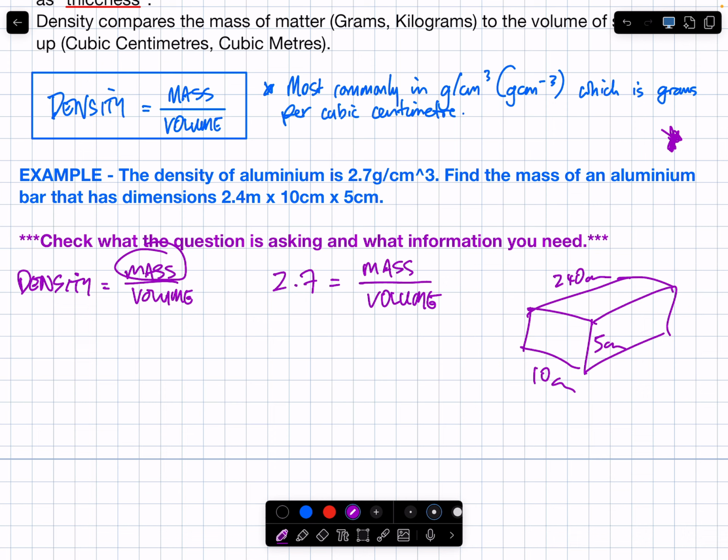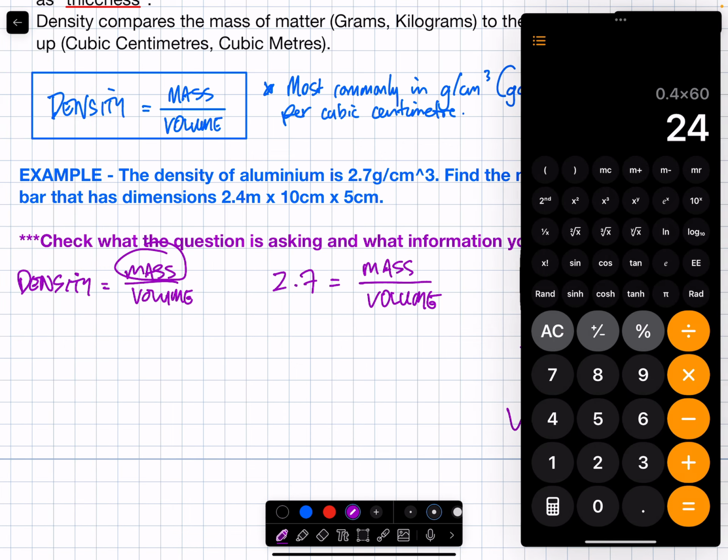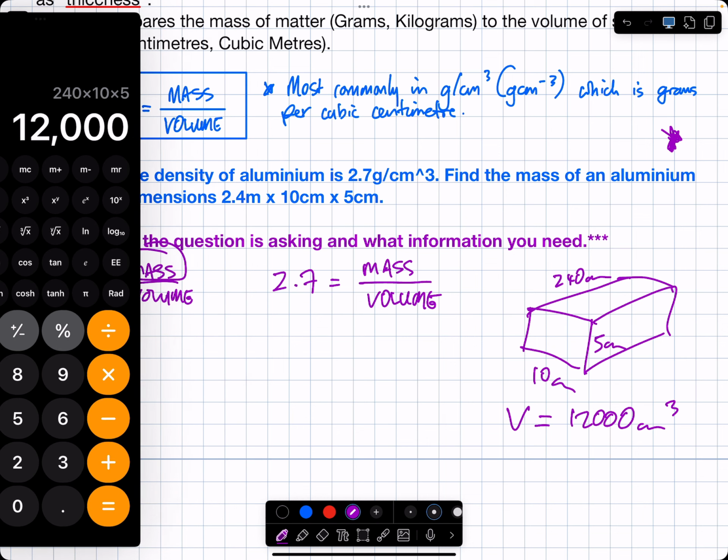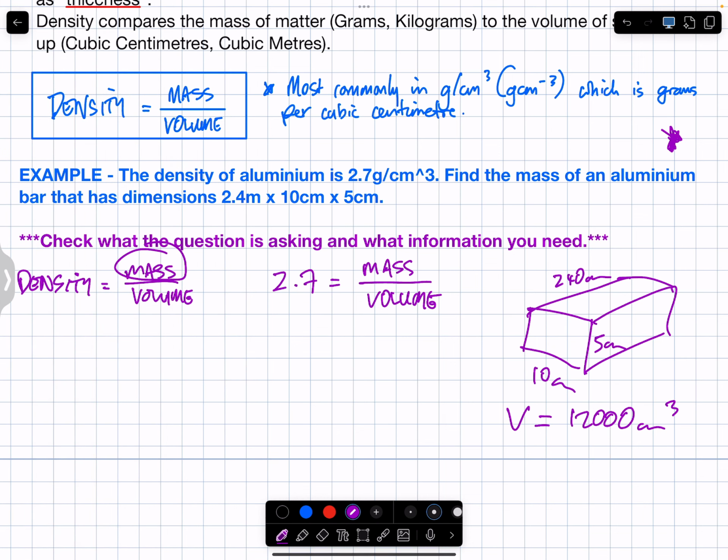How do I find the volume of that rectangular prism now? Length times width times height. So volume is going to be 240 times 10 times 5. So my volume is 12,000 cubic centimeters. Do I have everything I need now to find the mass? Do I know what the volume is now? Do I have a number for that? 12,000. So 2.7 is equal to mass over 12,000.